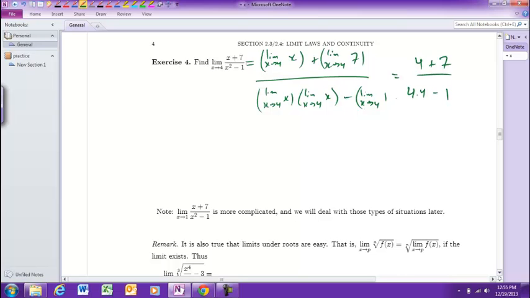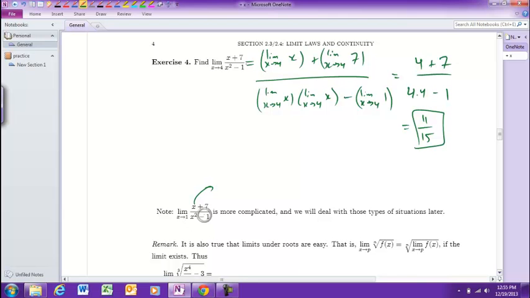And this will just give me 1. This comes out to being 11 divided by 15. And that's the answer for exercise 4. If you recognize that we weren't going to be having any issues here and you just plugged in 4 there and 4 there, you would get the same thing. And that's correct.